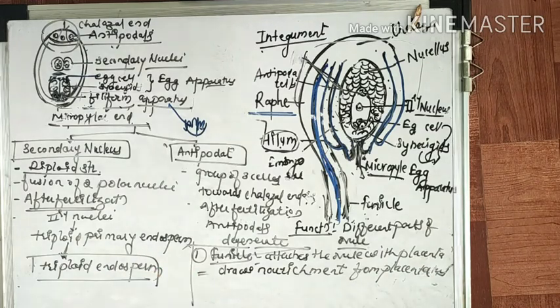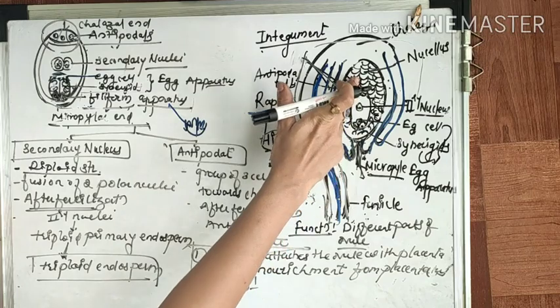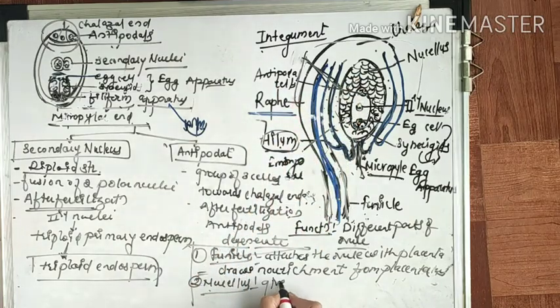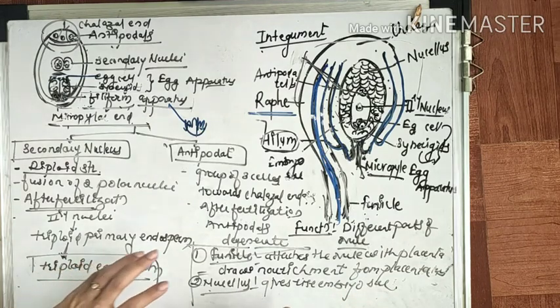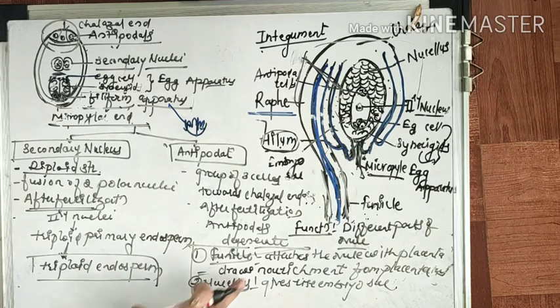Okay, now the second structure we studied is this portion, called the nucellus. And what is the role of the nucellus? It gives rise to the embryo sac. Right now we are discussing the function of different parts of the ovule. So what is the function of the nucellus? It gives rise to the embryo sac.